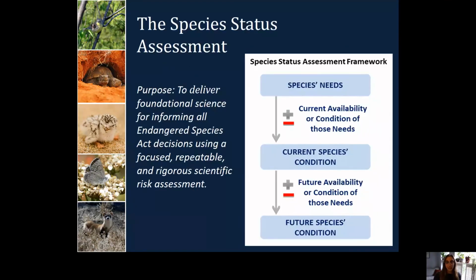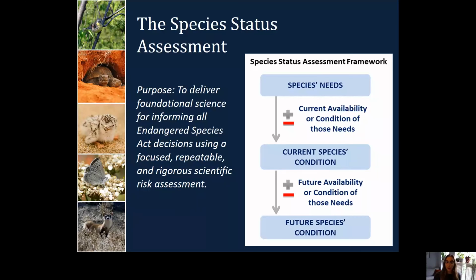The species status assessment is a science-focused assessment that we use to deliver foundational science for informing Endangered Species Act decisions using a focused, repeatable, and rigorous scientific risk assessment. Examples of Endangered Species Act decisions that a species status assessment could inform include decisions on whether to add, change the status of, or remove a species from the lists of threatened and endangered wildlife and plants.